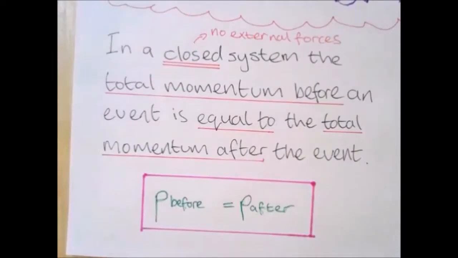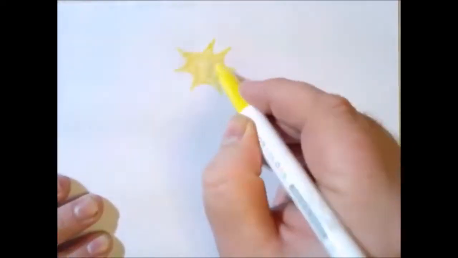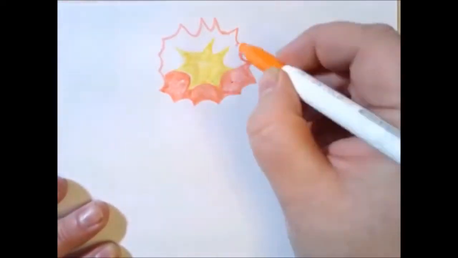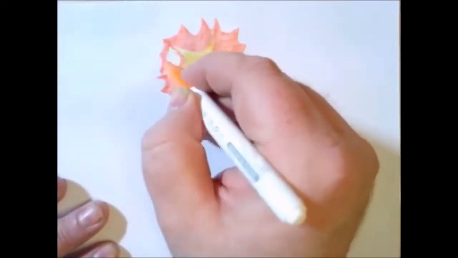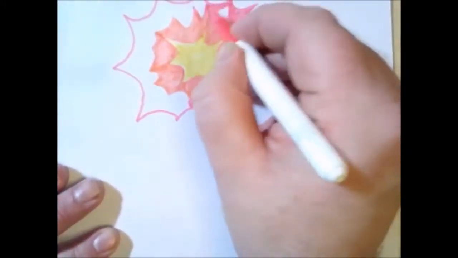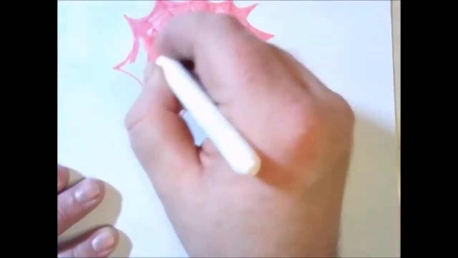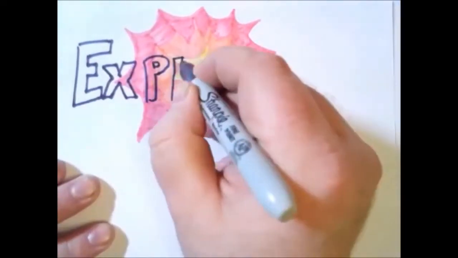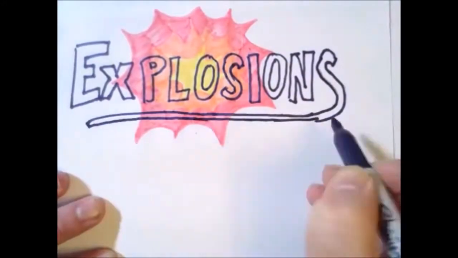So we've had a look at collisions. Let's take a look at the other version of problem that you might come across. Collisions involve one of the masses or some kind of mass moving in the first place. The second kind of problem involves the momentum starting off as 0, and that is an explosion problem.